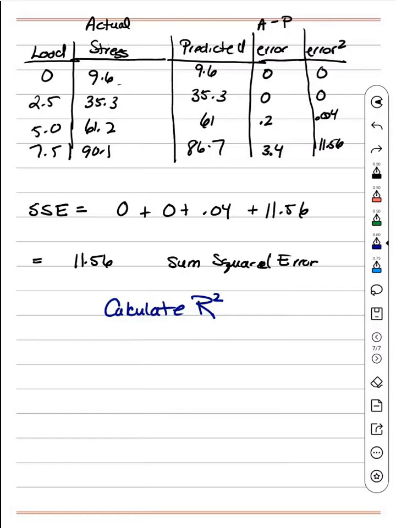The thing about sum squared error is you can look at the sum squared error of one model and another model and then compare the two. If the sum squared error has gone down, your second model is going to be better than the first. So it's a way to compare models. It's just taking the raw error. But what if you wanted to know immediately whether this is a good fit or not? In that case, you want to calculate r squared.